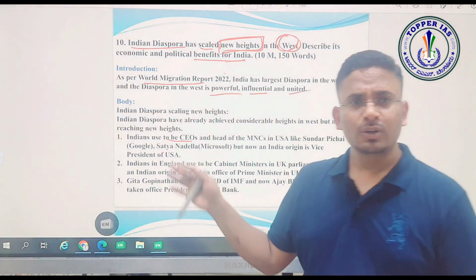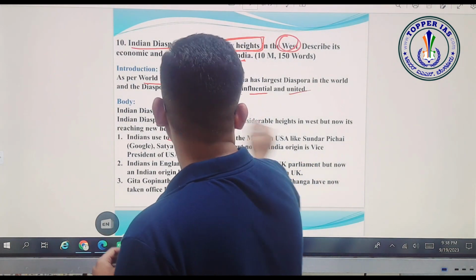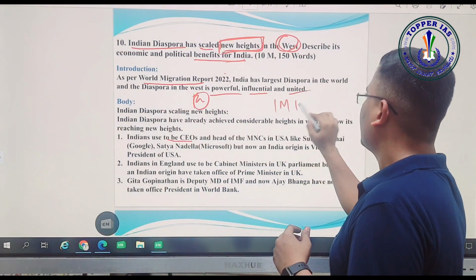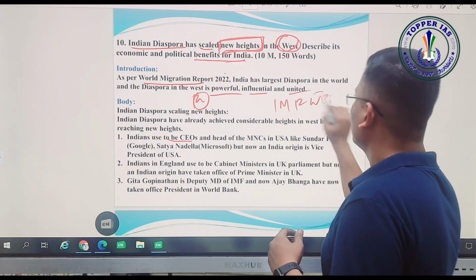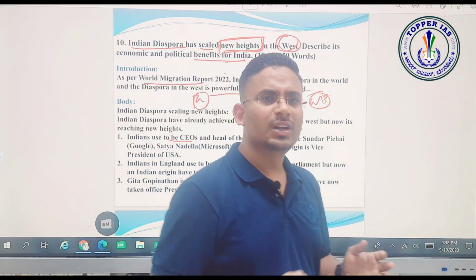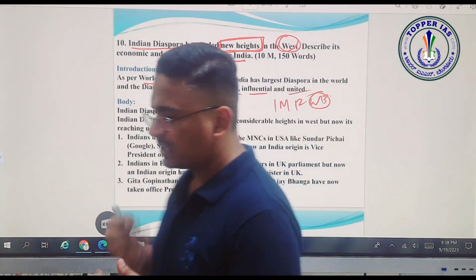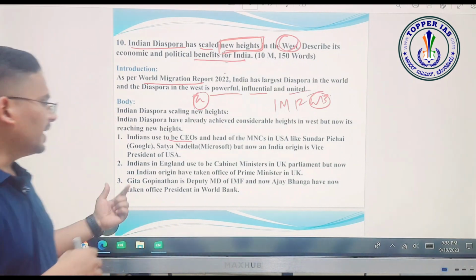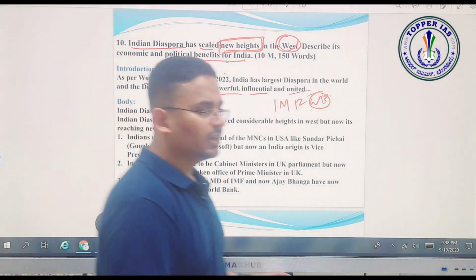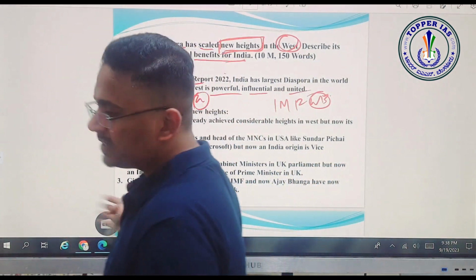Coming to the institutions, that is financial institutions. Which are they? IMF and World Bank. We had Geeta Gopinath as a deputy managing director of IMF. She is currently the deputy managing director of IMF, but today Ajay Banga has become the president of World Bank. President of World Bank.